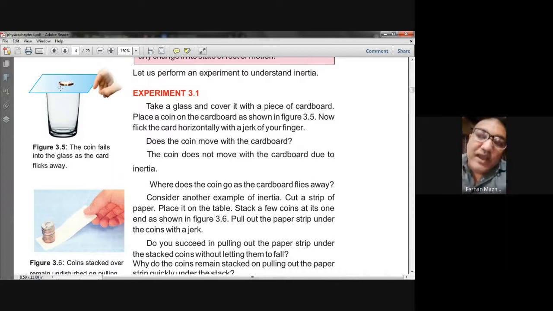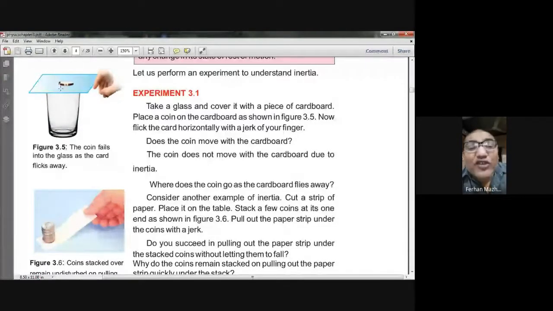In the same way, you have this paper here. You move the paper, the paper moves, but the coins are at rest. They want to remain at rest. They resist any change in their state of motion. So you see, this is the characteristic of all bodies that have mass, that they resist any change in their state of motion. If they are at rest, they want to remain at rest. If you try to move them, they resist.